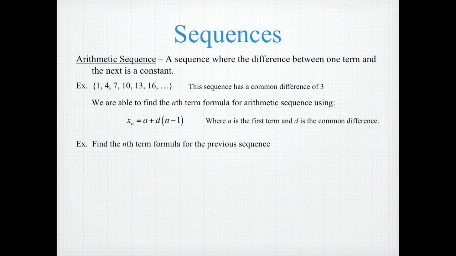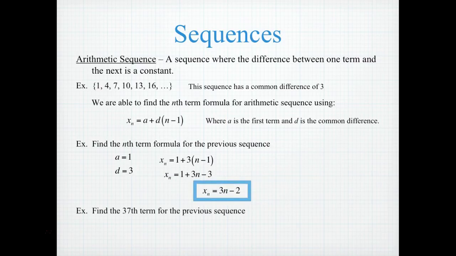So first thing we're going to do here is find the nth term formula for the previous sequence. I need to know the first term, which is 1, and I need to know the common difference, which is 3. So I plug those values in for a and d in my formula, and that gives me 1 plus 3 times the quantity of n minus 1. From there, we're going to distribute and combine like terms, and I get an nth term formula of 3n minus 2.